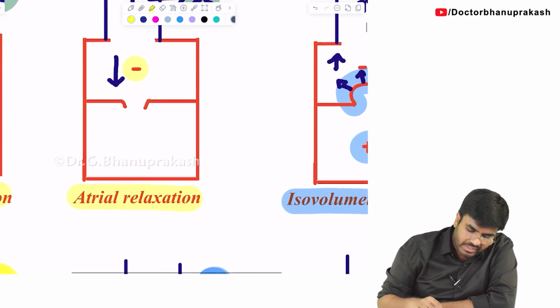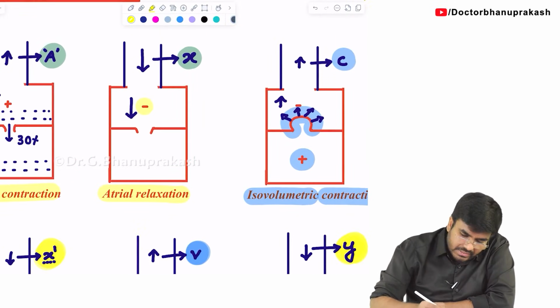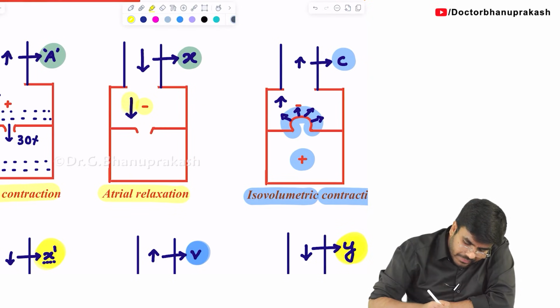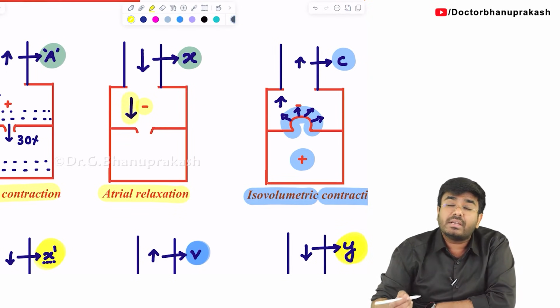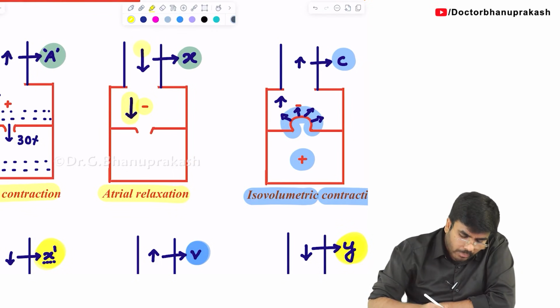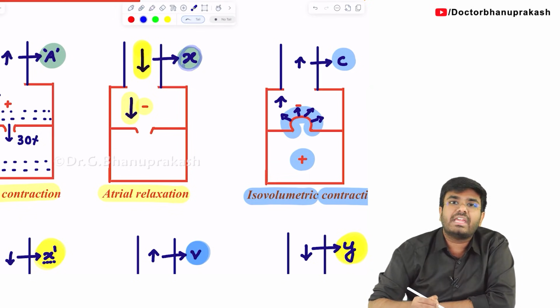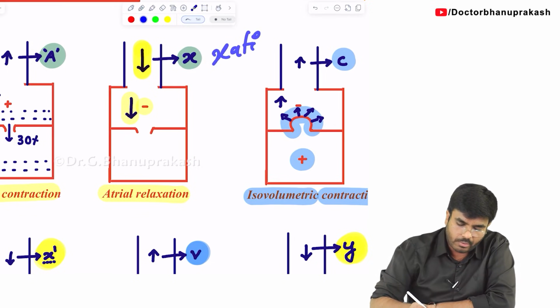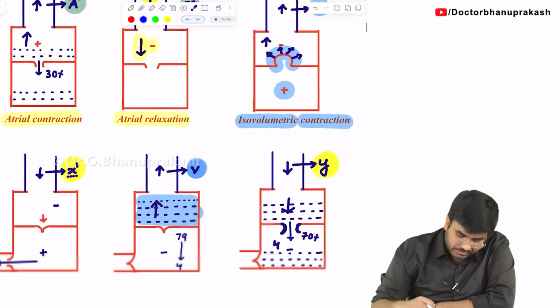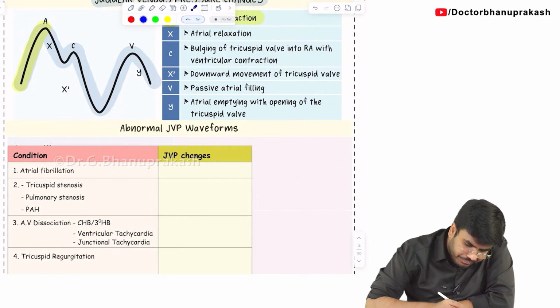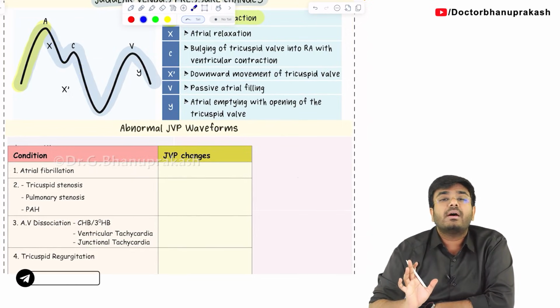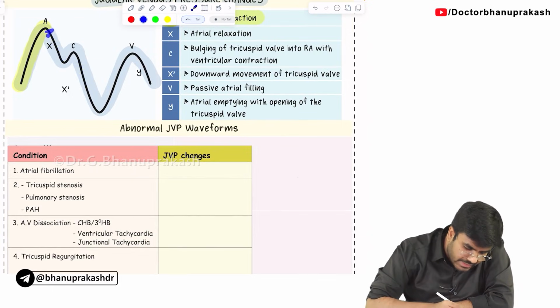Now, see here I am giving the minus symbol, which means the atrial relaxation. When the atria is relaxing, what happens to the pressure in the atria? Decreases. When the atrial pressure decreases, when the right atrial pressure decreases, automatically the pressure in the internal jugular vein also decreases. So that is represented as X wave. So X for relaxation. Okay, relaxation. So right here, this X wave, all this X, that is a phase of atrial relaxation. Okay, atria is relaxing, that's why the pressure is decreasing.